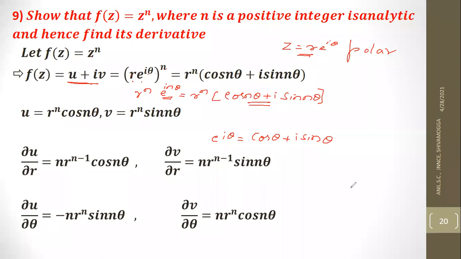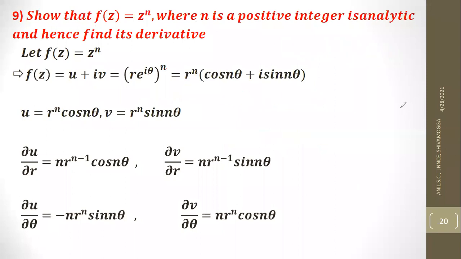Now separate real and imaginary parts. Here real part is u, and here real part is r power n into cos n theta. This is a real part. Here imaginary part is v, and here imaginary part is r power n into sin n theta. This is imaginary part. Now find the partial derivatives.